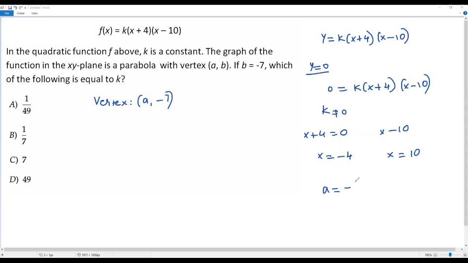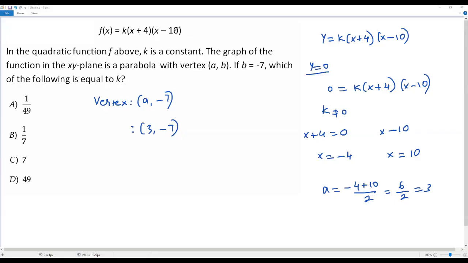To get the average of these two x-intercepts, I have to add these two values and divide by 2. When I add -4 and 10, I get 6. 6 divided by 2 is equal to 3. Now I got the x-coordinate of the vertex a, so the vertex is (3, -7). Actually, the vertex is a point on the parabola. So since we have this point (3, -7) on the parabola, we can plug this point into the equation of the parabola.